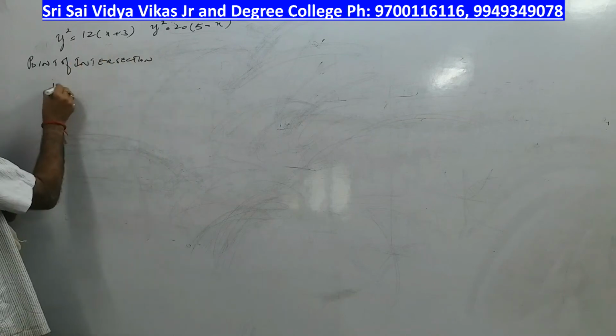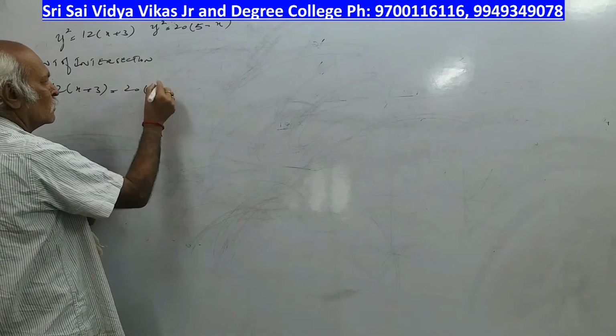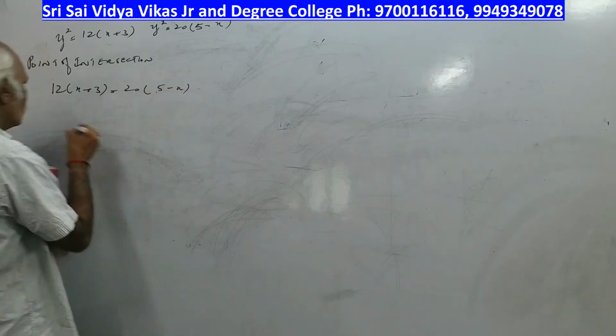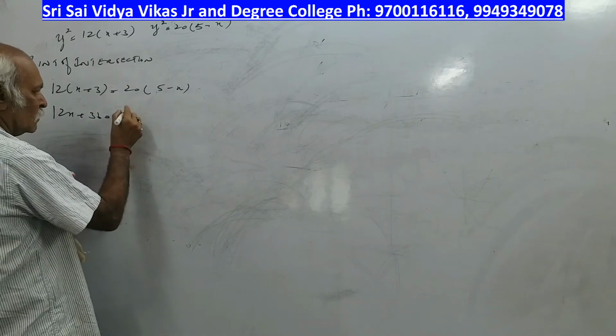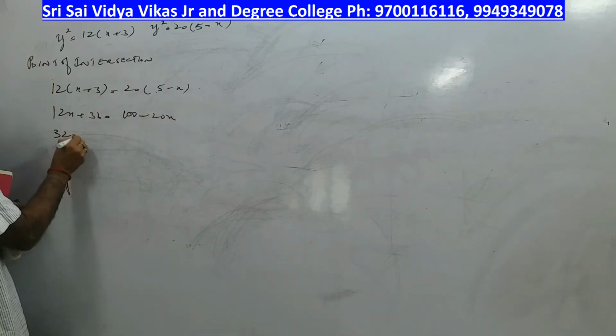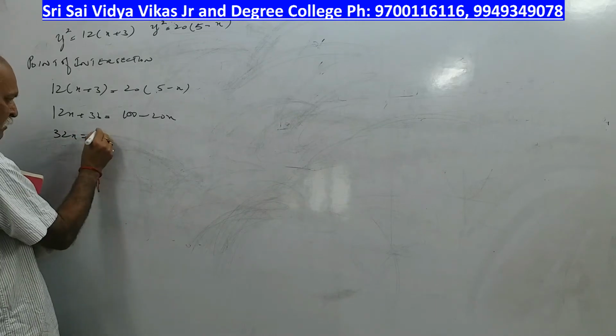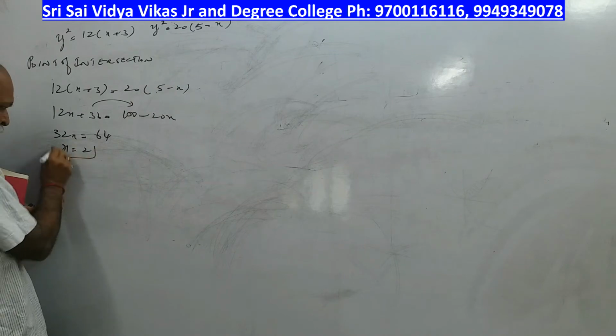So both are equal: 12 into x plus 3 is equal to 20 into 5 minus x. Open the bracket, 12x plus 36 is equal to 100 minus 20x. Bring it here, it becomes 32x, here 64. Okay, so x is equal to 2.